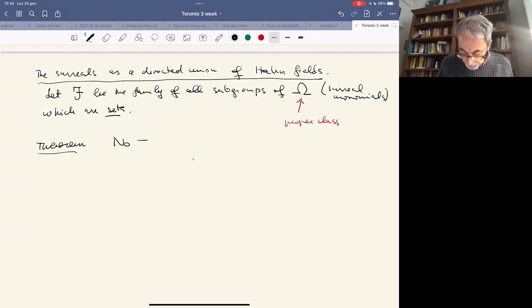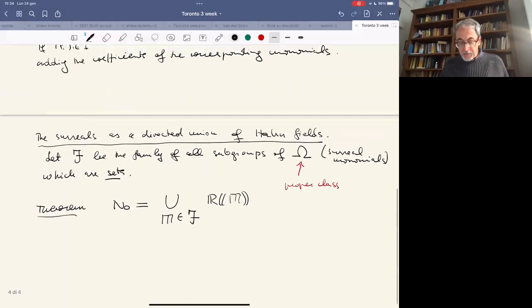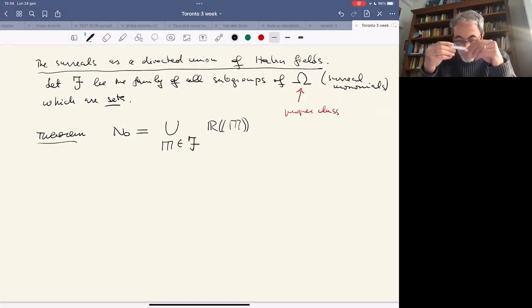that the surreals can be identified, are canonically isomorphic, to the union for m belonging to F of R[[m]]. So the surreals are not literally a Hahn field, they are a directed union of Hahn fields. You take the union over all Hahn fields which are based on sets. So the surreals themselves are a proper class, but can be presented as a union in the following way.